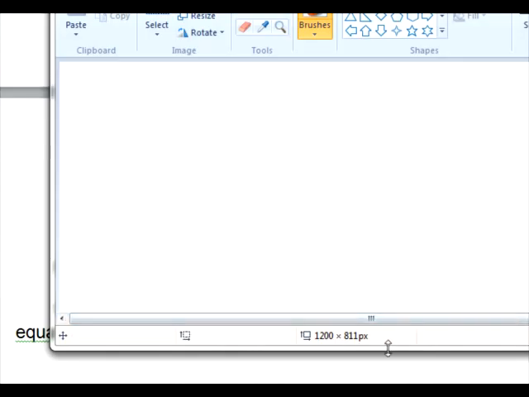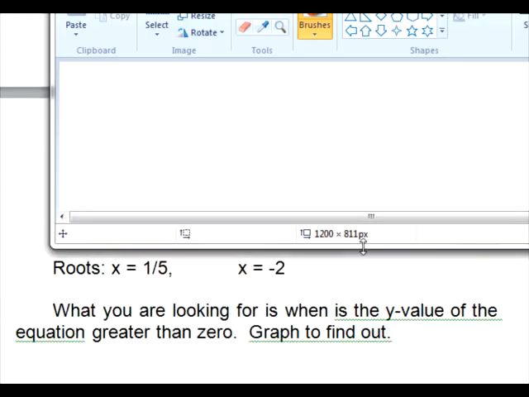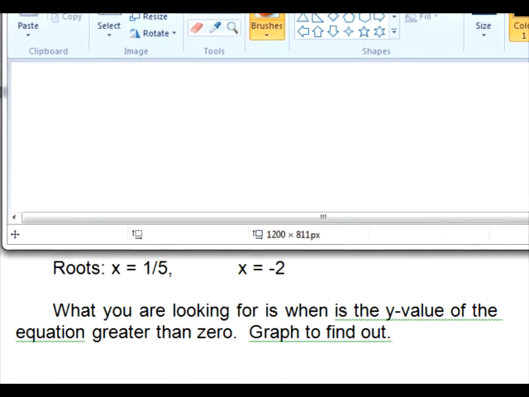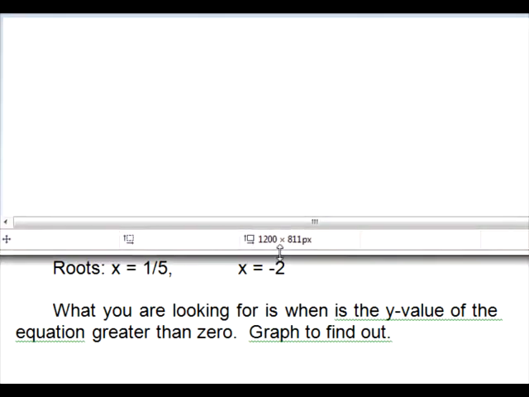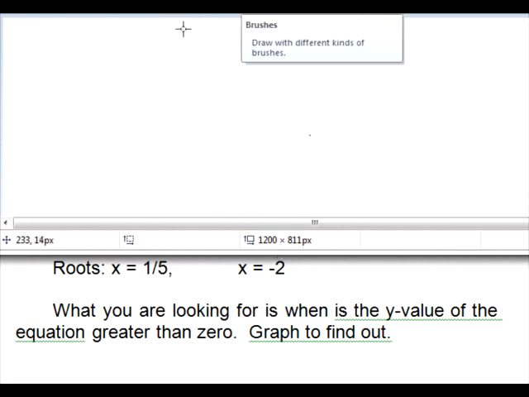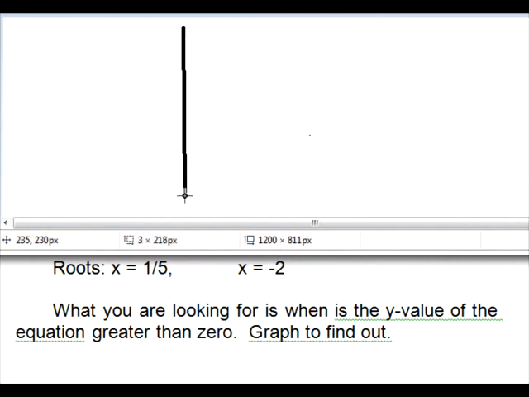What's going to happen here is I'm just going to draw a graph that has roots at 1/5 and negative 2. So this is a very, very rough sketch. Let's do a little finer line. I'm going to draw two rough points here.